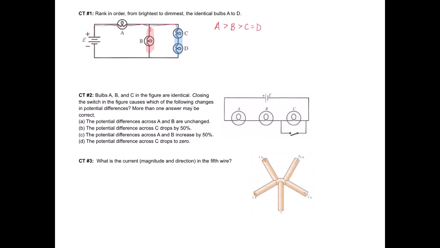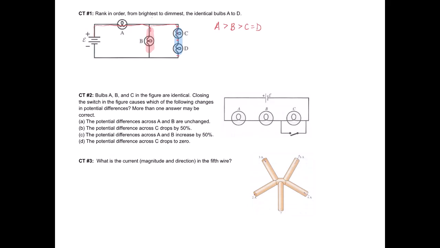Now, C and D are in series, and so we expect to get the same potential difference across each of those because they are identical. It doesn't matter that one comes before the other. That's the way that it works. So there we go. We've got A as the brightest, B is next, followed by C and D, which are equal.